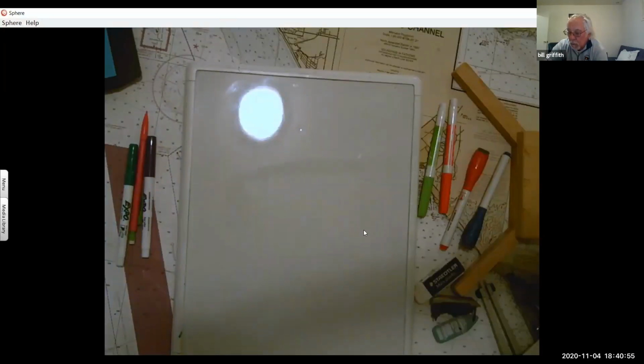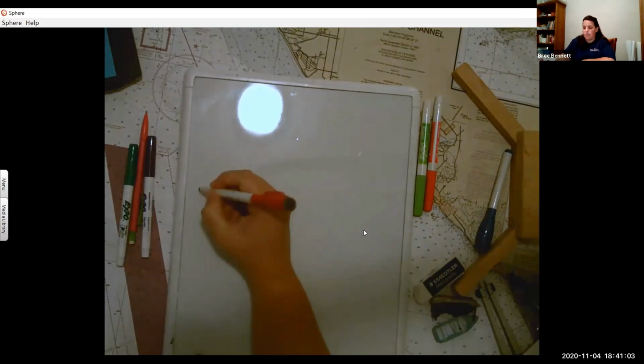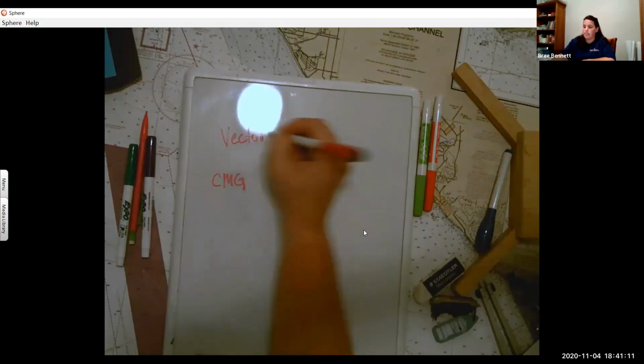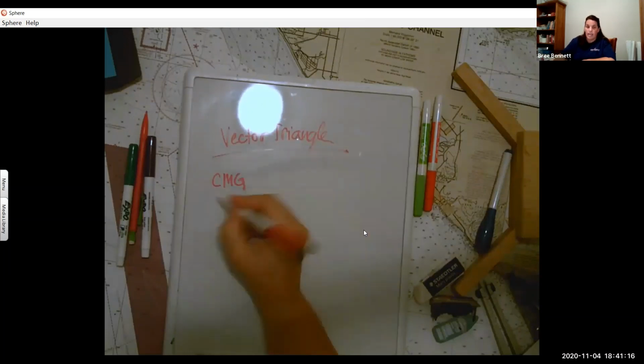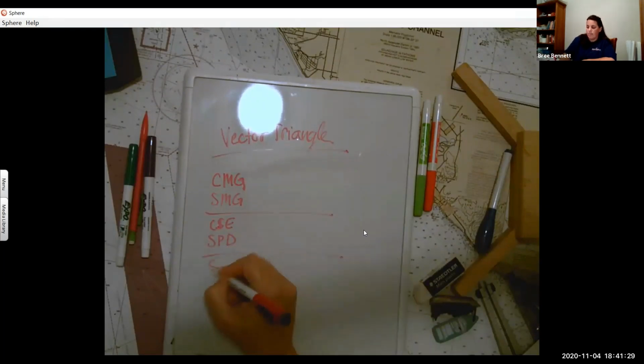Okay, so I have my whiteboard. I always create my table of my course made good whenever I'm doing a vector triangle. I have course made good, speed made good. Then I have my boat's course and my boat speed. And then I have my set and my drift.